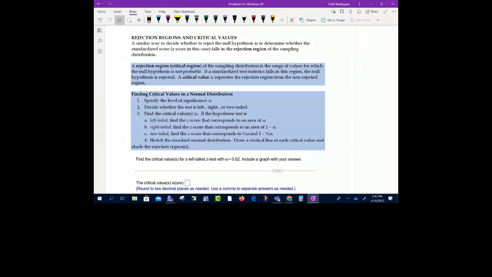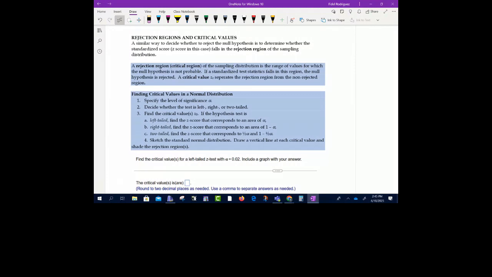We're going to find critical values. So how do we find critical values? We got to know our alpha, the level of significance. We got to know whether the test is left tail, right tail, or two tail. If we have a left tail test, the critical value is the z-score that corresponds to the area alpha. If it's a right tail test, it's going to be 1 minus alpha. And if it's a two tail test, it's going to be the z-scores that correspond to half of alpha and 1 minus half of alpha. I'll show you what we mean by this.